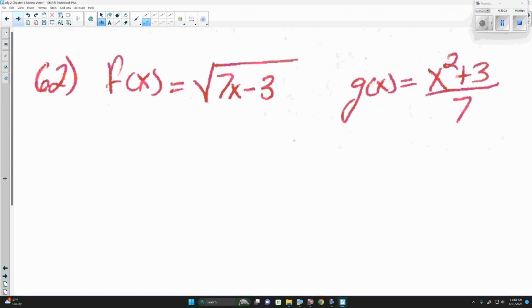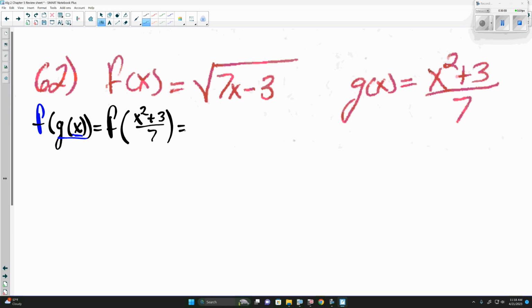Do we want to look at 62 or 63? So if we feel good with these here, because that is the end of the review sheet. F of g of x. Again, the first thing we're going to do is plug x into g of x, which is just replacing g of x with, not x cubed, x squared plus 3 divided by 7. So we have f of x squared plus 3 divided by 7.